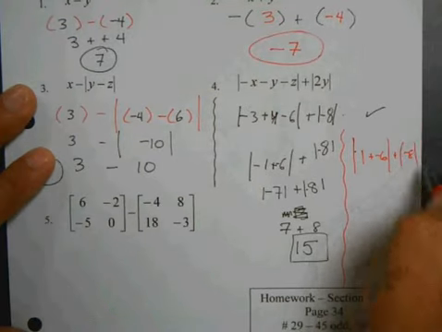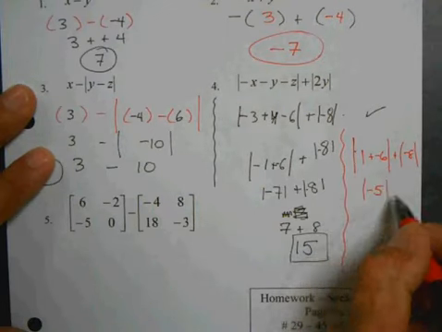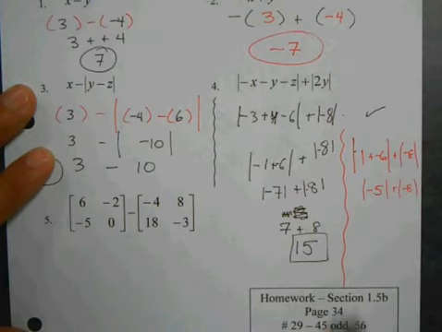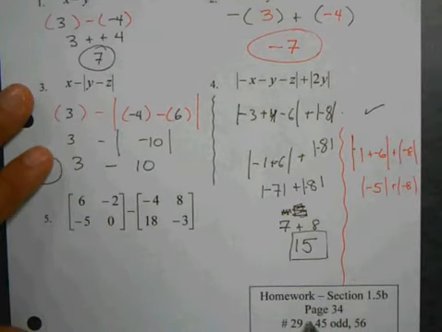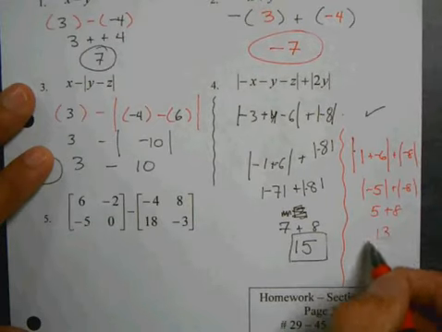Okay, little tiny thing. Okay, what's 1 plus negative 6? Negative 5. Now are my absolute values down to one number. So 5 plus 8, 13.